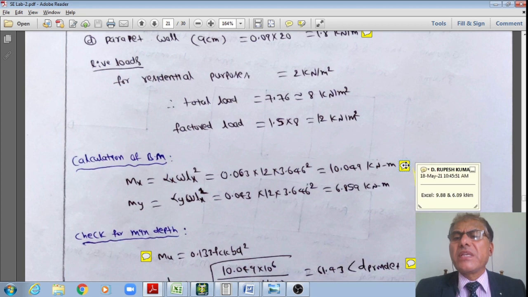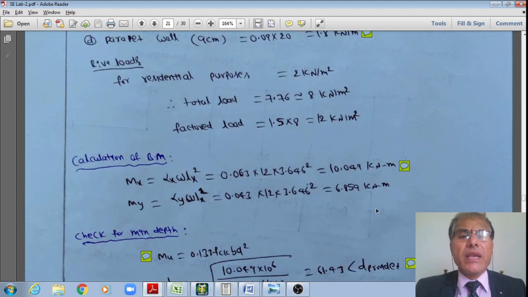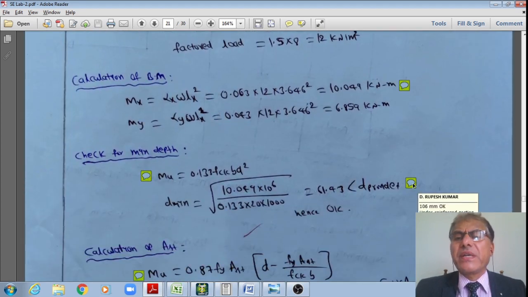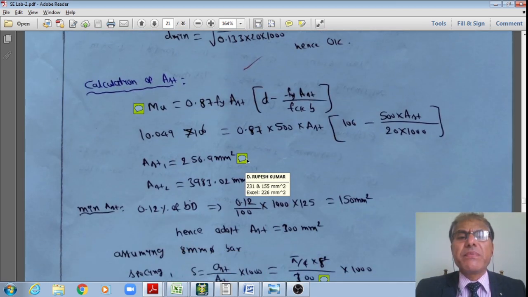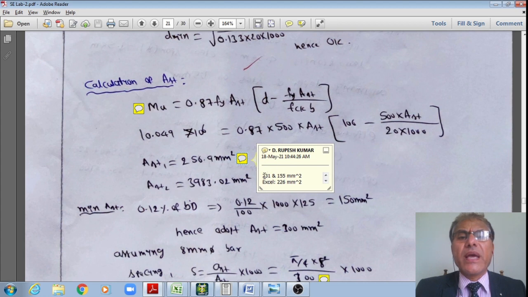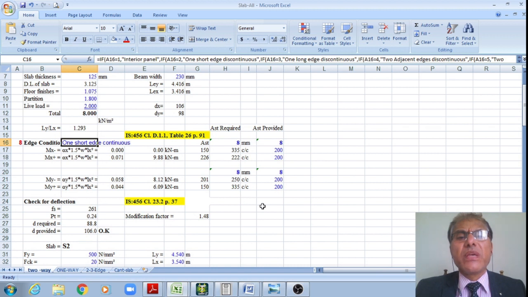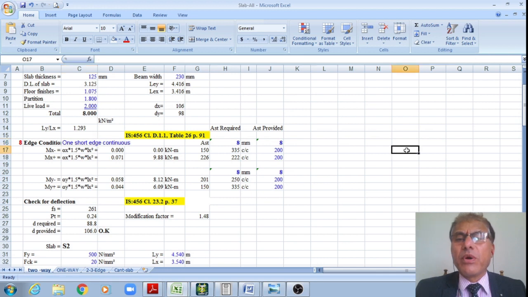Right here from the Excel sheet I am getting this Mx as 9.88 instead of 10.05. Even in the y direction I am getting 6.09. There is hardly any error, therefore my Excel sheet is perfect. Now I am getting the steel from this Excel sheet, whereas manually I calculated 231 along the small span direction, and from this Excel sheet I am getting 226 mm square. Therefore it is okay, which means my Excel sheet is proven. It is a proven spreadsheet, right?